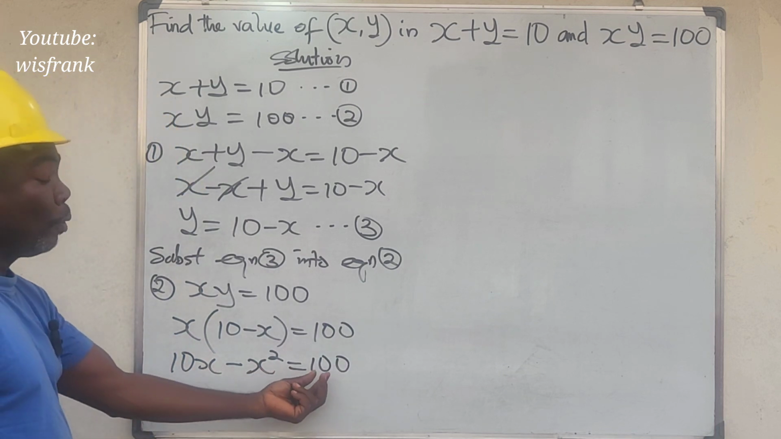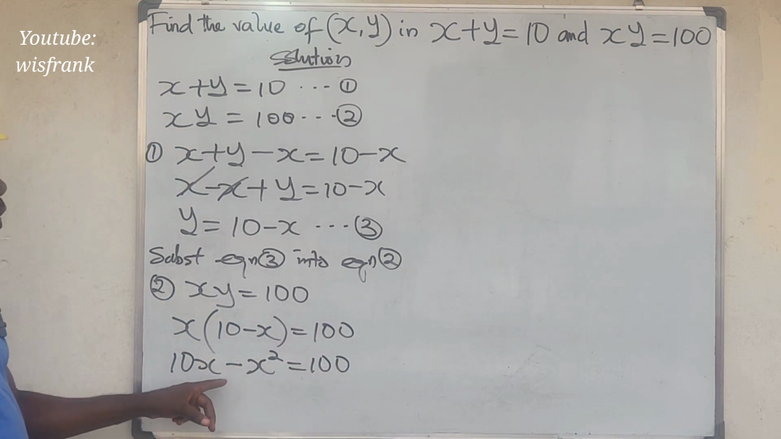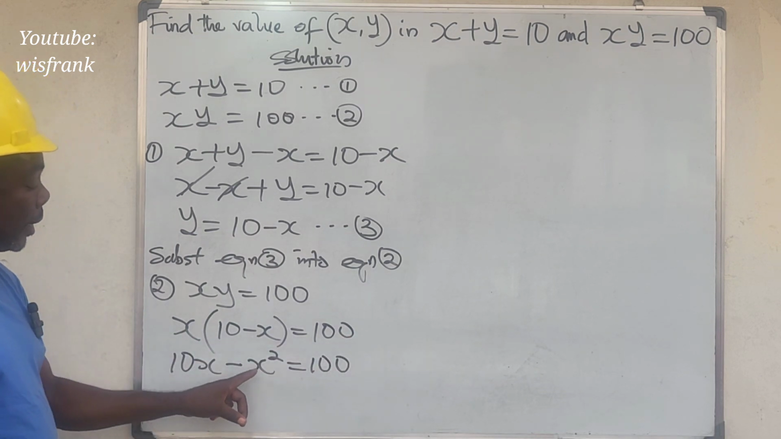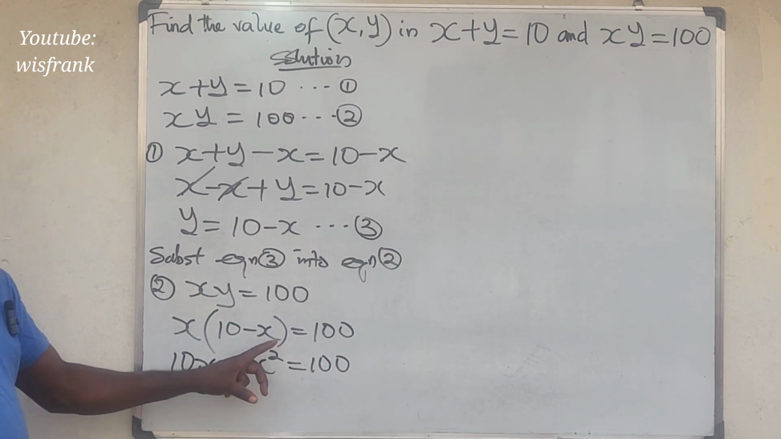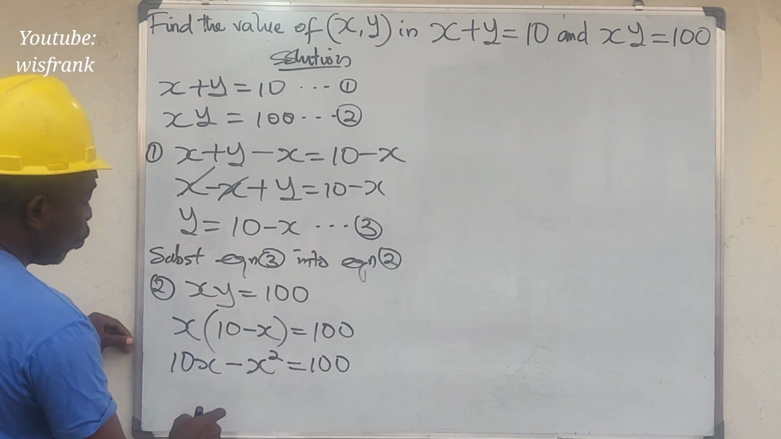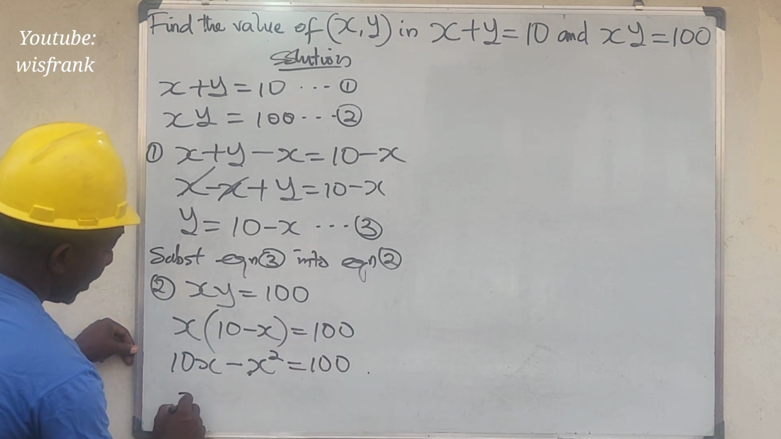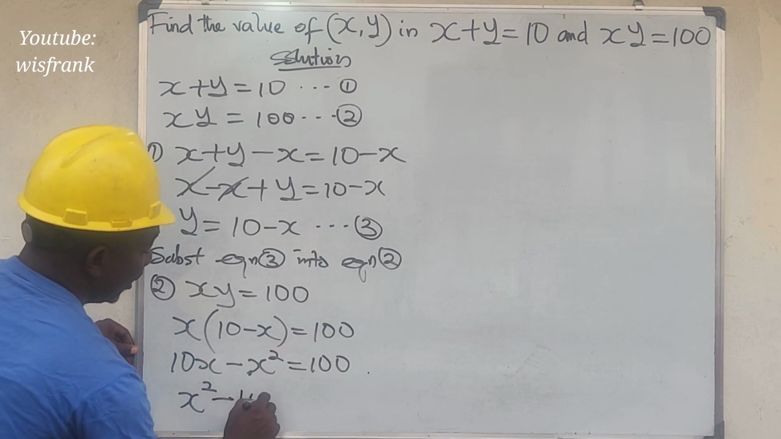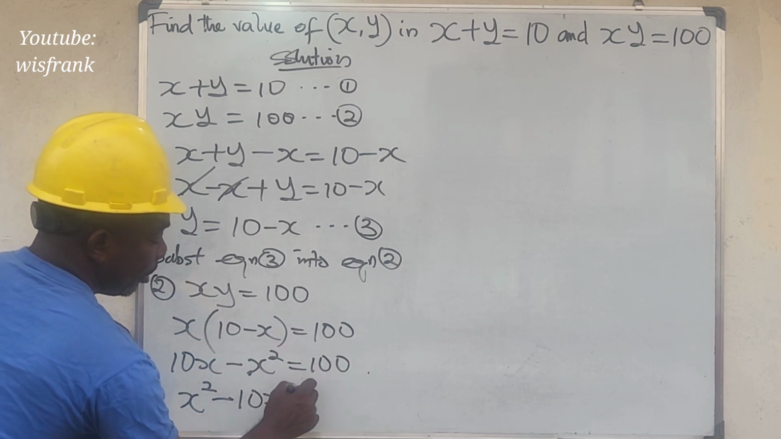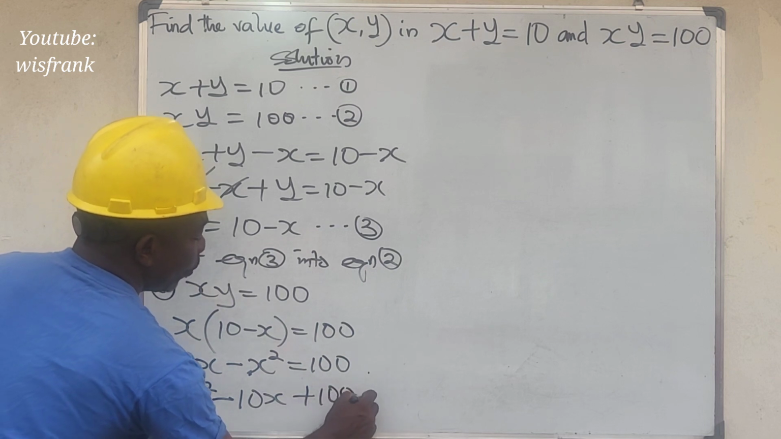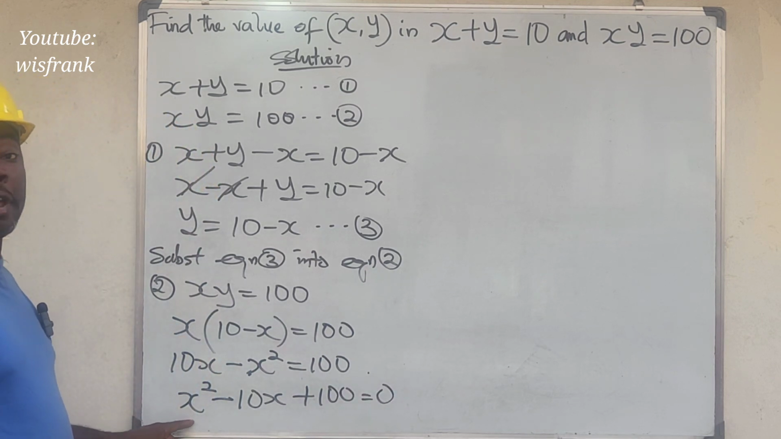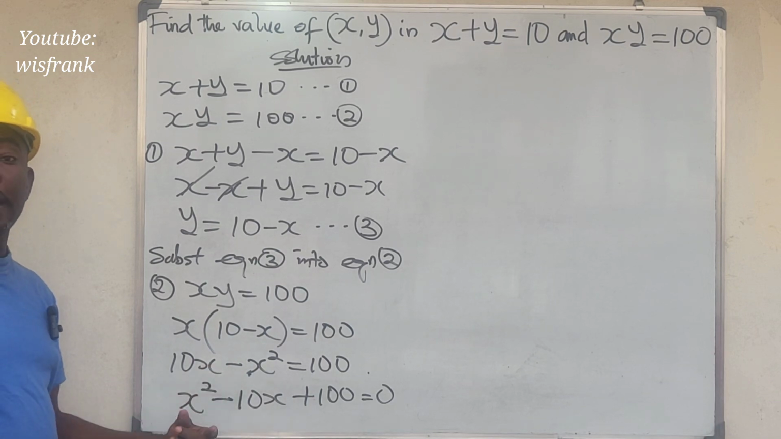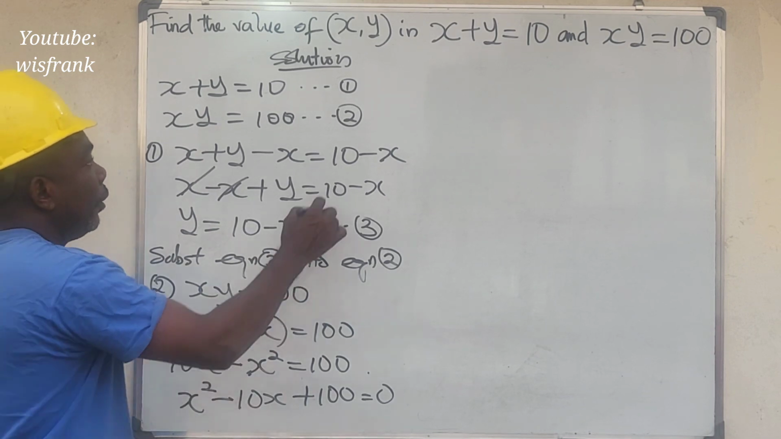So here we can move 100 to this side, or we can move the whole of this left hand side to the right hand side, so that minus x to the power of 2 will turn positive. So this will become x to the power of 2. Then minus 10x, and still remain plus 100 equals 0. We can see that we have a quadratic equation here. And to find the value of x, we need to use the quadratic formula.